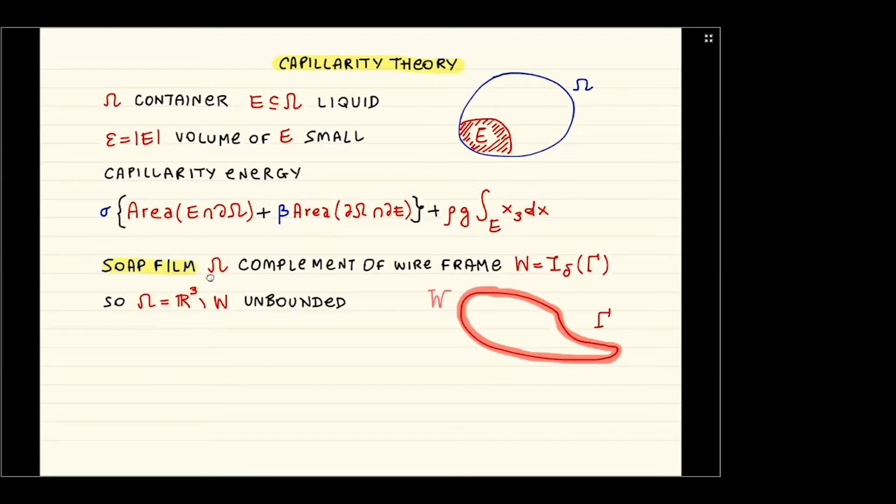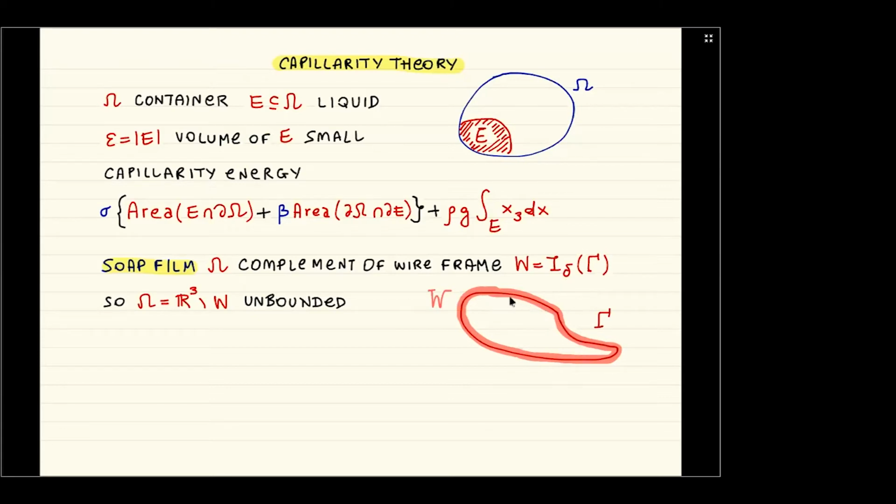Okay, so in the case of subfilms, what would be the container, right? It's a very peculiar container, because the container of a subfilm is actually the complement of the wireframe. So think about your wireframe W as a delta neighborhood of a curve gamma. Okay, so it's kind of a solid tube.